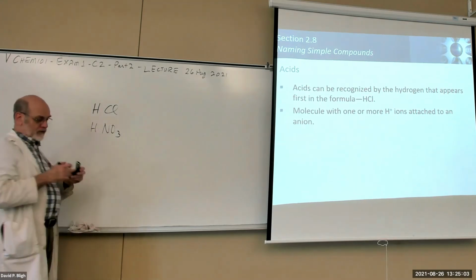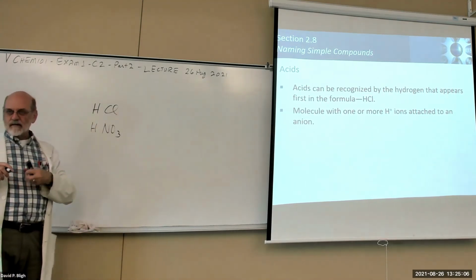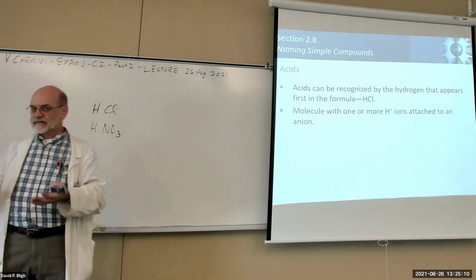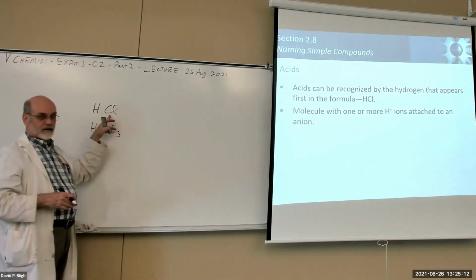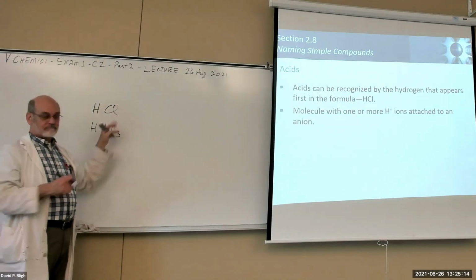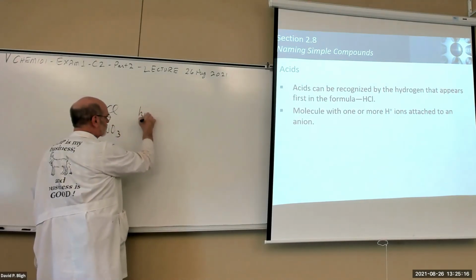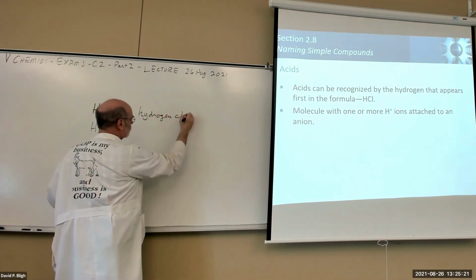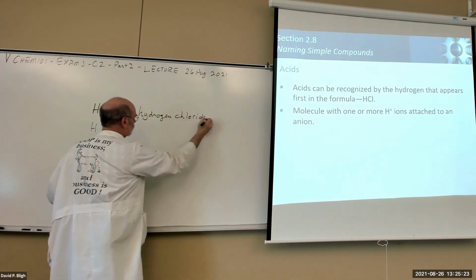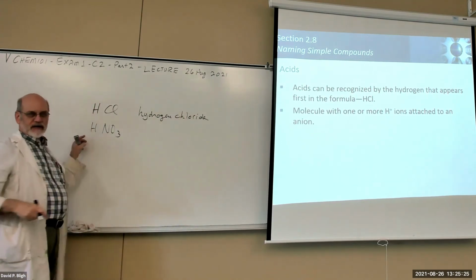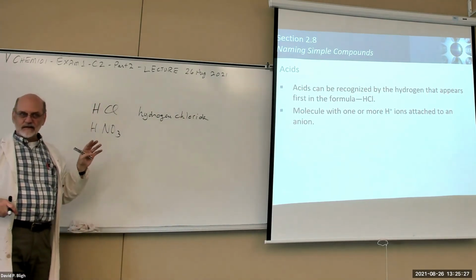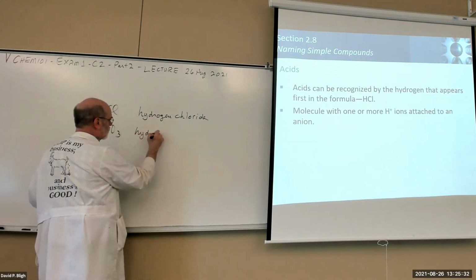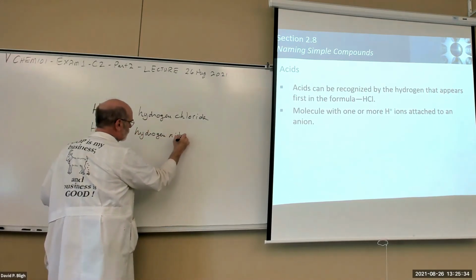Well, this one, first of all, let's name it with the convention that we know already. Right? So this would be hydrogen chloride, correct? What would this one be? NO3 is nitrate. So this would be hydrogen nitrate.